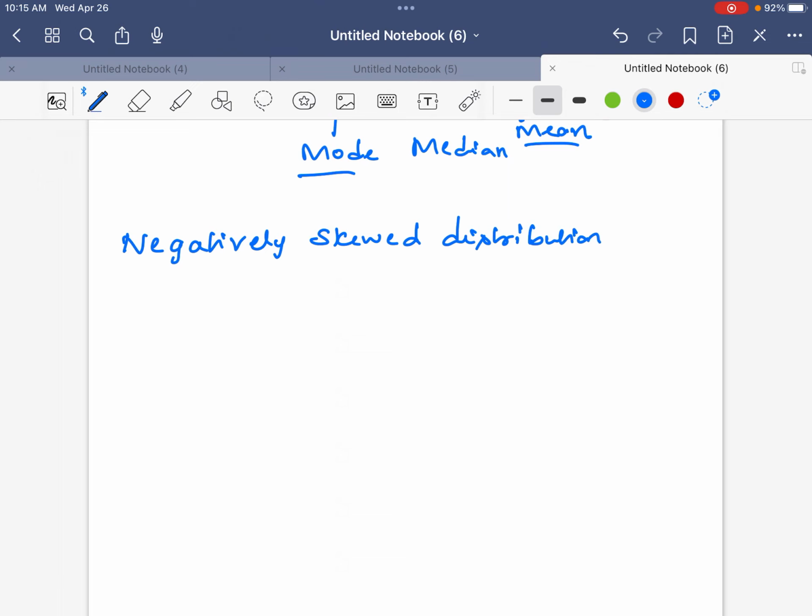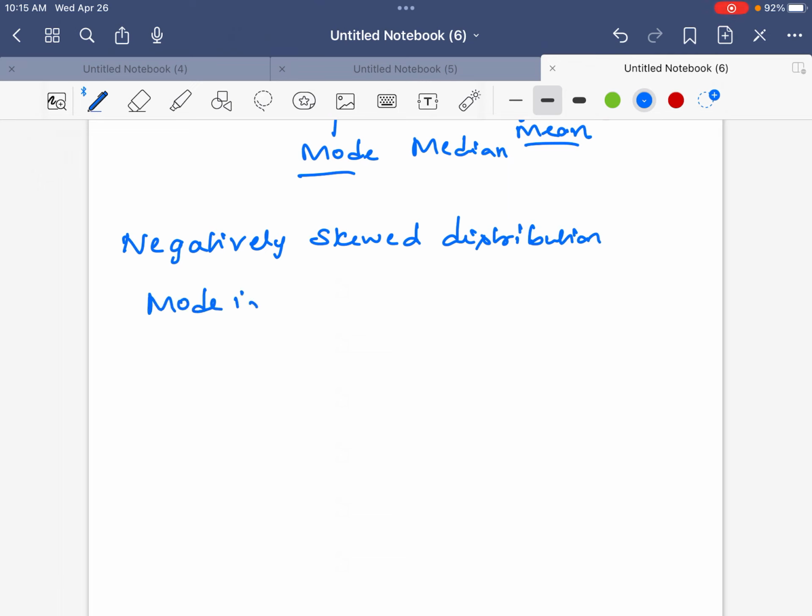Negatively skewed distribution is one in which mode is maximum, mean is least, and again median lies in between the two, which we call a negatively skewed distribution. In a negatively skewed distribution, the left tail is longer than the right tail.